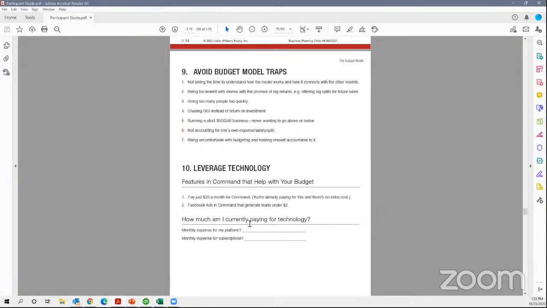Another trap is not accounting for your own expenses or your own salary or your company dollar, your split, your cost of sales, or being uncomfortable with budgeting and numbers and holding yourself accountable to it. That's why if you're not a numbers person, that's fine. Find someone who is and have them do this. If you don't like using Quicken or QuickBooks or anything, use an Excel spreadsheet. That's fine. But have some kind of way to track your expenses.